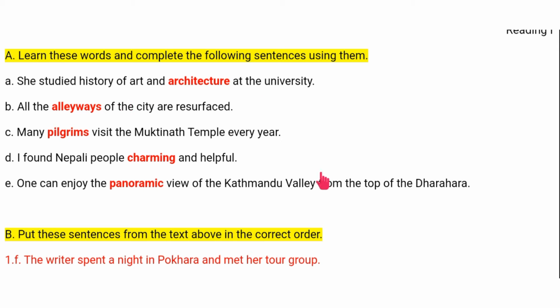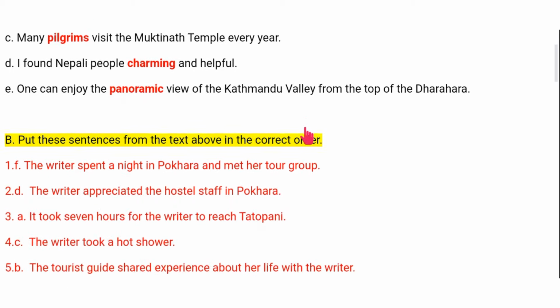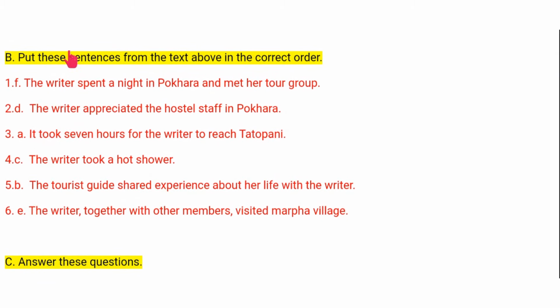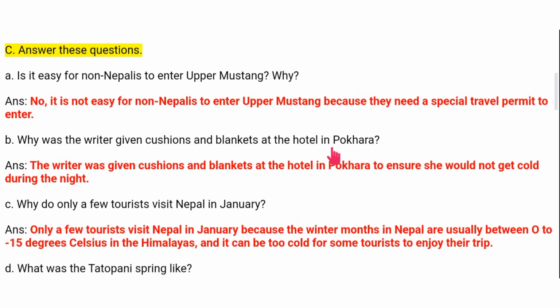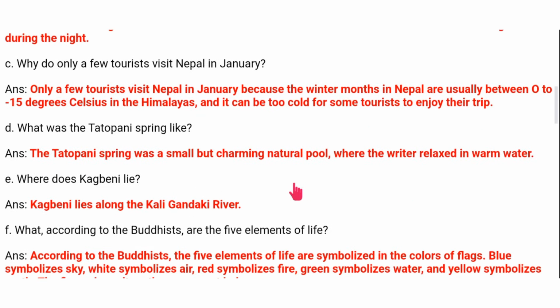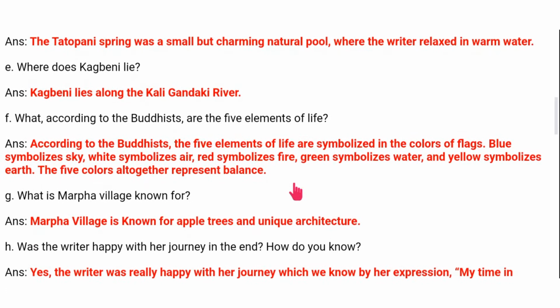You can easily watch this video, pause it and also write. Question B, put in the correct order. You can write here A, F, 2, D. Question C, answer this question. You can write here question A, question B, question C, answer here, and question D, question and answer you can write here.